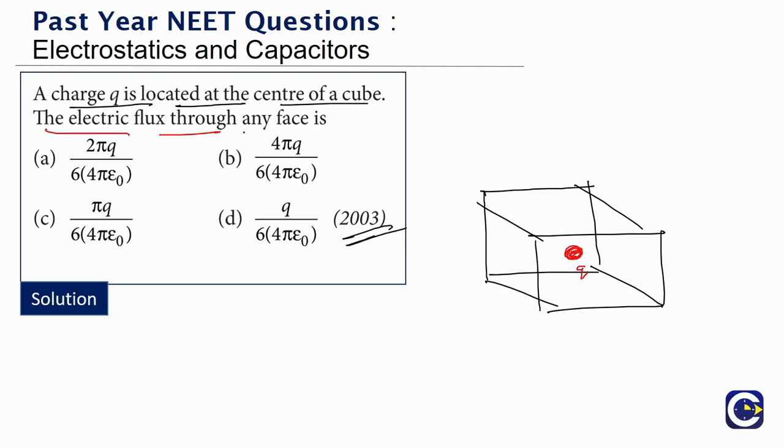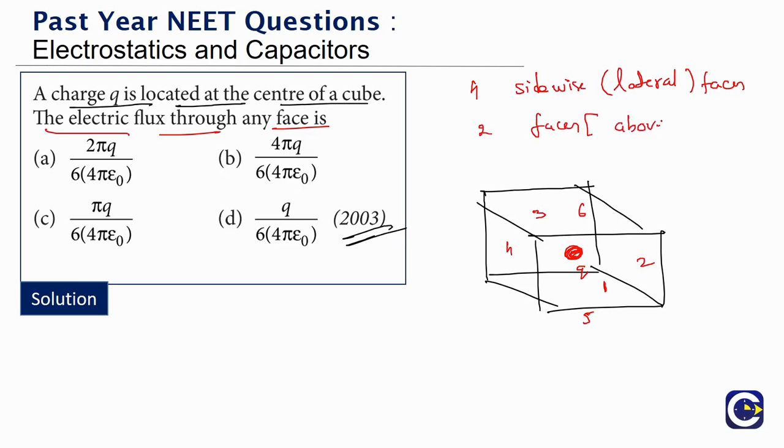The electric flux through any phase for a cube, right? How many phases will be there? This side 1, 2, 3, 4, 1 below, 1 above. So 4 we can say sidewise or lateral phases and 2 phases where 1 above and 1 below. So totally we have 6 phases.